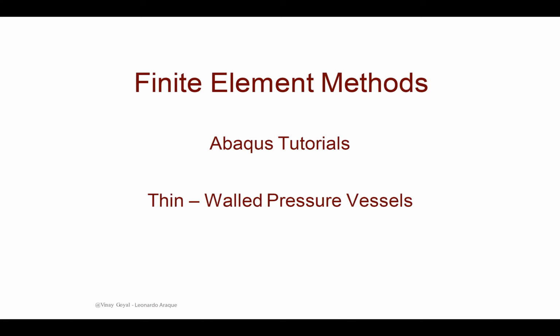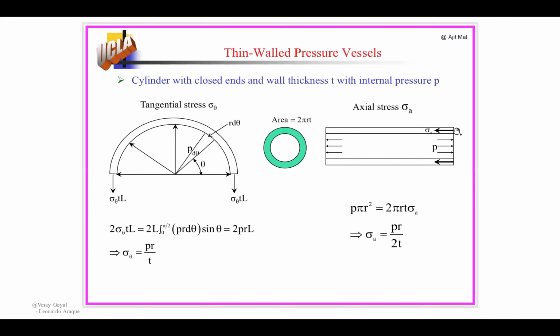The purpose of this tutorial is to model a thin wall pressure vessel in 2D and 3D and compare the results with the hand calculations. From strength of materials, the maximum principal stress is the tangential stress sigma theta, which is the product of the internal pressure and the ratio of the inner radius and the wall thickness. To consider a cylinder as a thin wall, this ratio should be larger than 20.